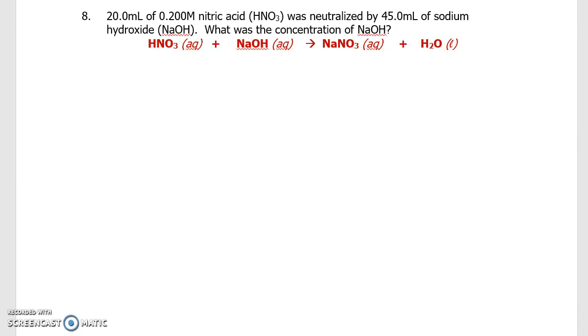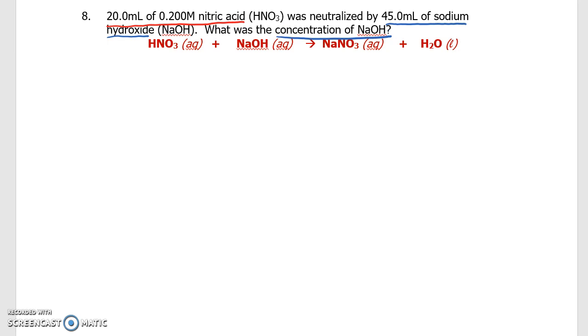Okay, the first thing that you want to do when you come to these example problems is read through the example problem and underline the information that's given to you. So for instance, I was given 20 mils of 0.2 molar nitric acid, and that was neutralized by 45 milliliters of sodium hydroxide. And I'm looking for the concentration of sodium hydroxide.